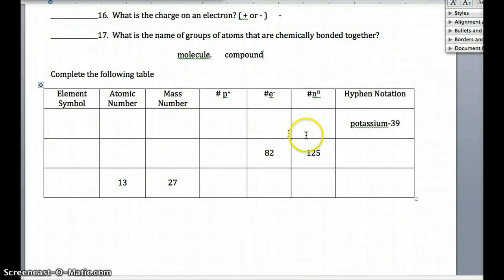Third section of the test was the fill in the blank section. For this, you'll need a periodic table, most likely. Absolutely you will. For all of them, you're going to need a periodic table.